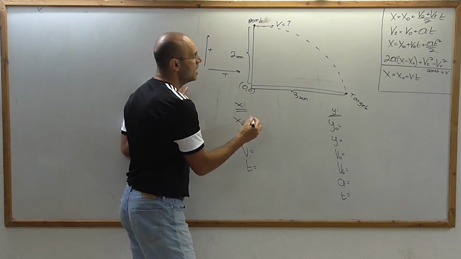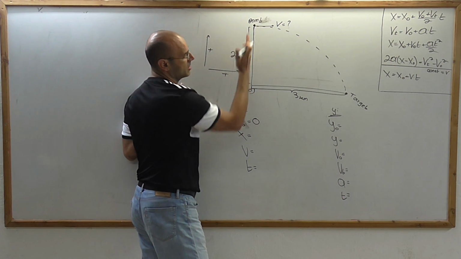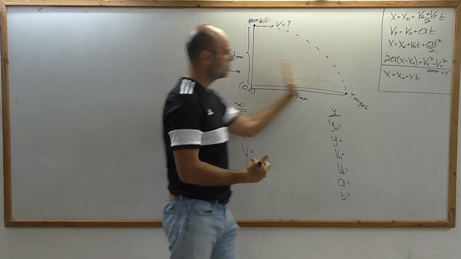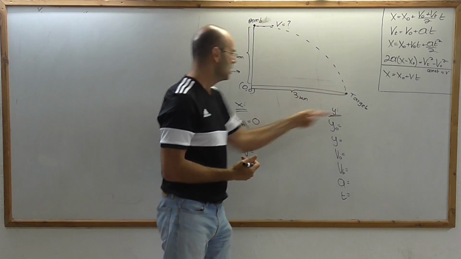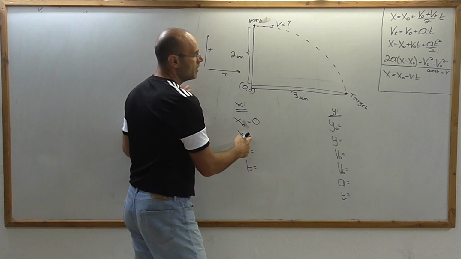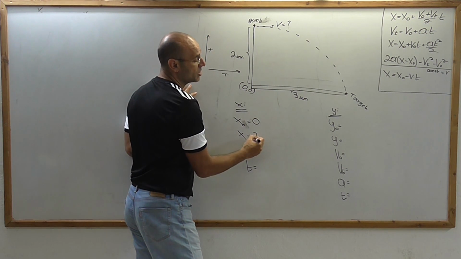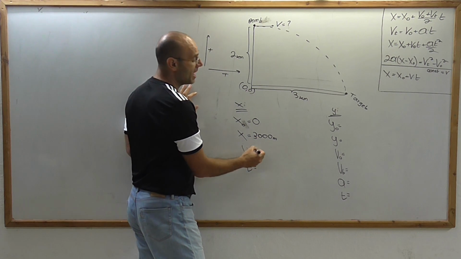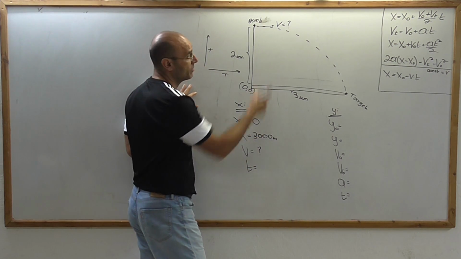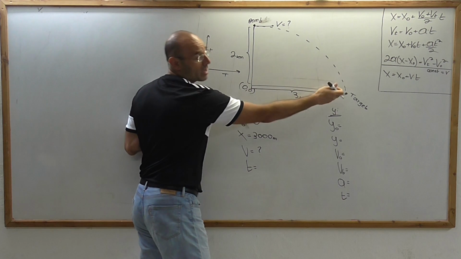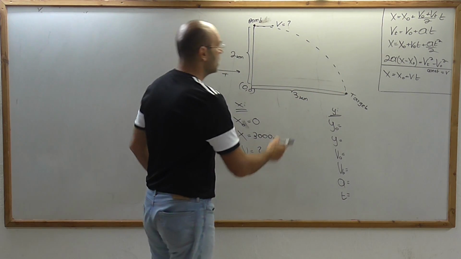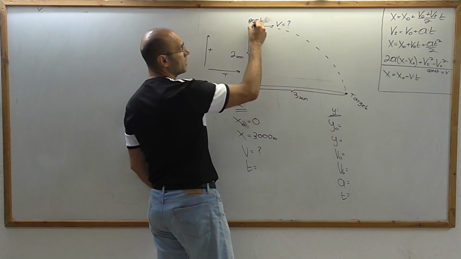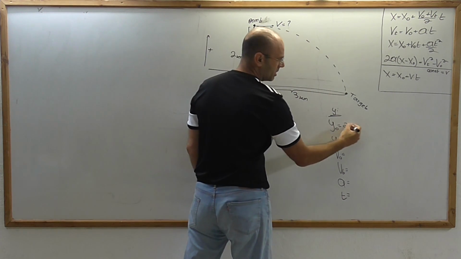Okay, let's start with the x. x0 is 0 because it started here. Forget it goes down, just imagine it goes like that, from here to there. So it starts here. X final I know is 3 kilometers, which is 3,000 meters. Remember, we work with meters. V I don't know, this is what I'm asked to find out. Time I don't know either. Okay. Y. It started, Y0 is here, so it will be 2,000 meters.